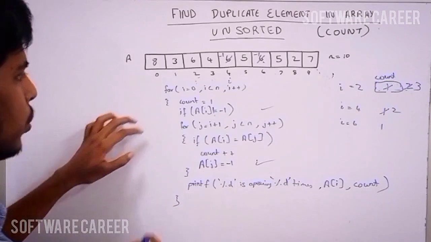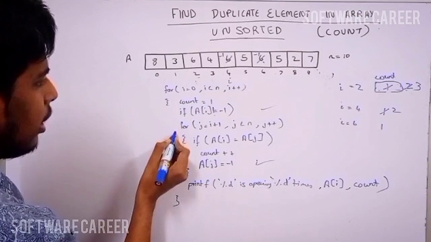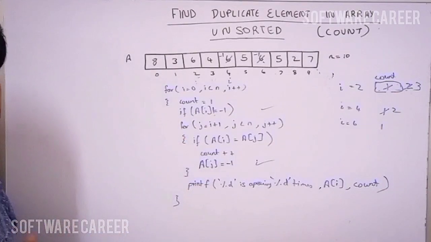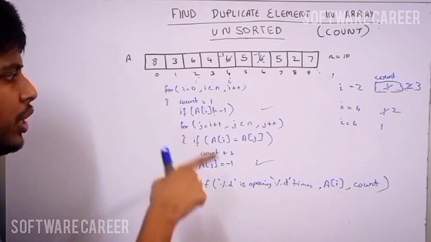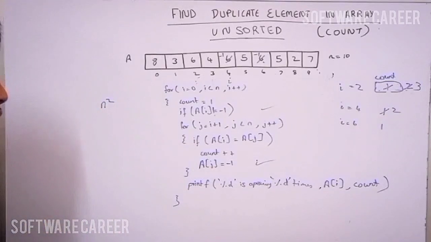See, now you can see here two loops. One is this for loop and inside it another for loop. Two loops means n into n, that is n square. O of n square is the time complexity.